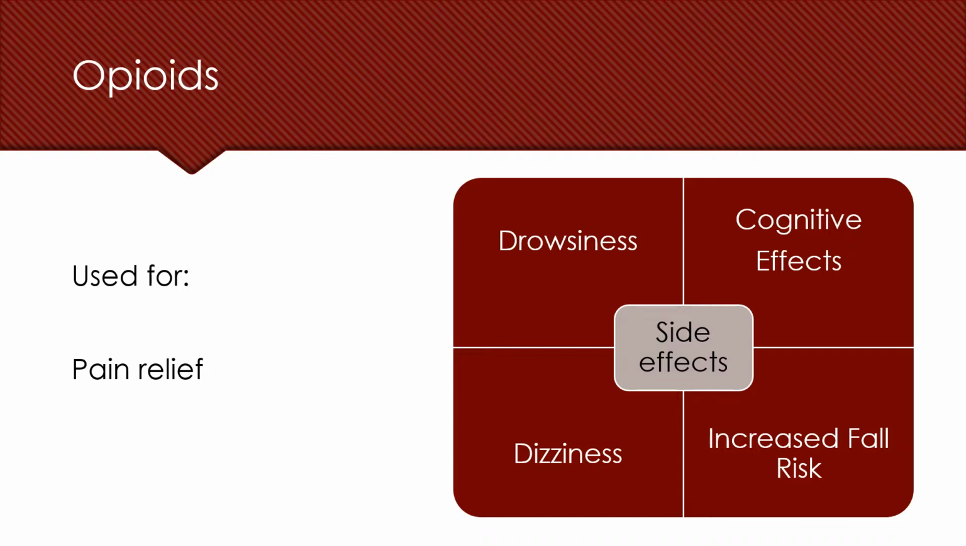This involves medications like fentanyl, hydrocodone, morphine, oxycodone, and they can have a lot of side effects. So the biggest ones I've listed here are drowsiness, some cognitive effects, dizziness, and it specifically even states that a side effect of opioid use is an increased fall risk.